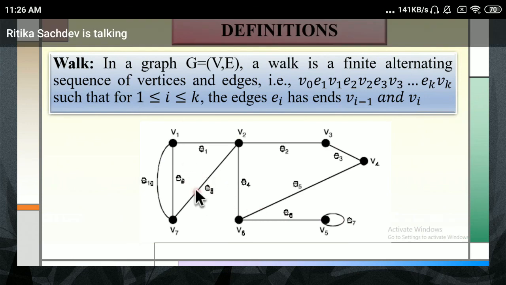So many walks in the sense that I can also go from V1, E10, V7, E9, V1, E1, V2, E4, V5, E6, V5, E7, V5, back to V6, and follow this path to V4. Please note, a walk says you can visit the vertex and you can visit the edges as many number of times as you want. There is no restriction in the walk.